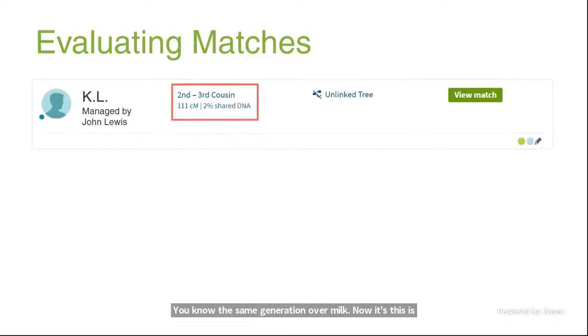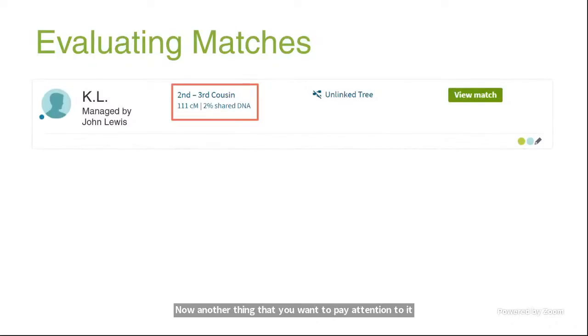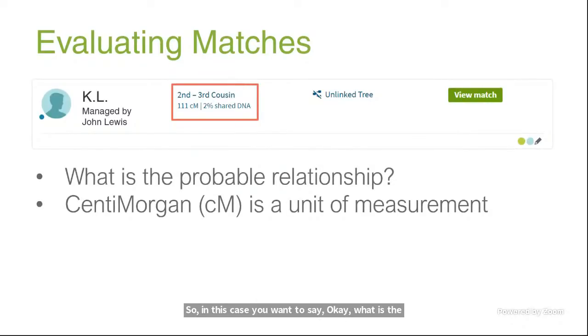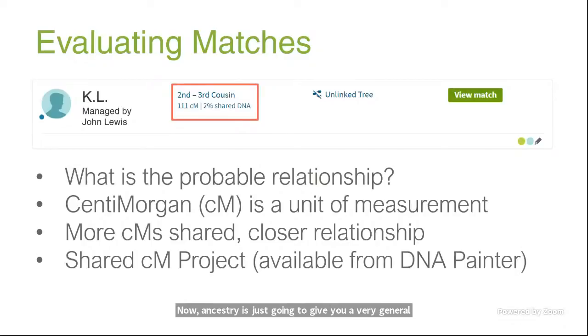Now, another thing that you want to pay attention to is the shared centimorgans. A centimorgan is just a unit of measurement. So in this case, you want to say, okay, what is the probable relationship? The more centimorgans you share, the closer the relationship. Now, Ancestry is just going to give you a very general predicted second to third cousin guess on this.